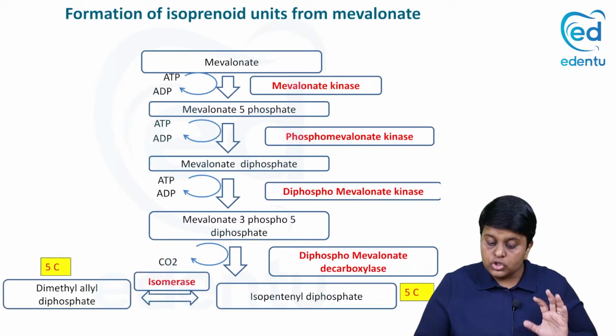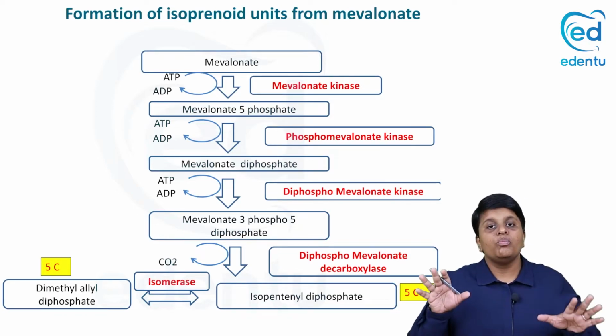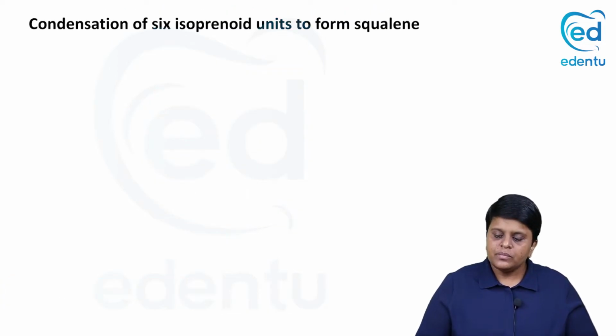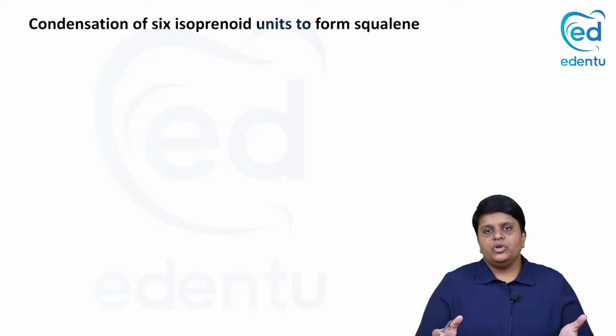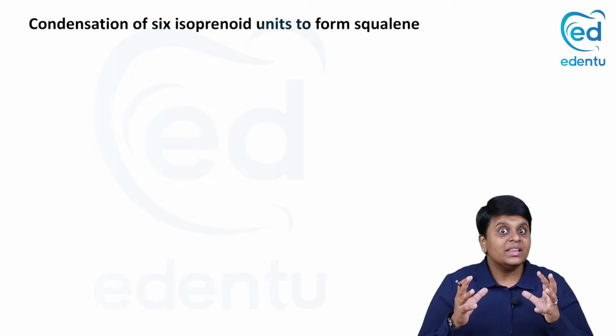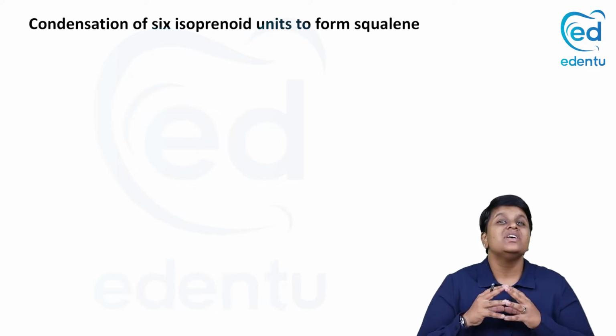This can also get isomerized to a compound, dimethylallyl diphosphate. So both of these are 5 carbon compounds and these are the isoprenoid units formed from mevalonate, right? Now 5 carbon units are formed. You have to condense 6 of these 5 carbon units, that is 30 carbons are going to be formed, and that particular 30 carbon compound is squalene.